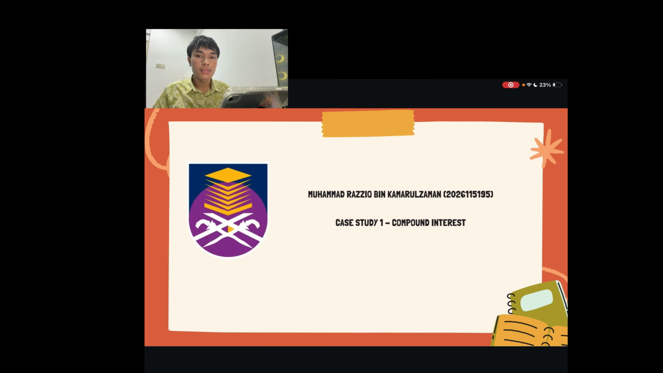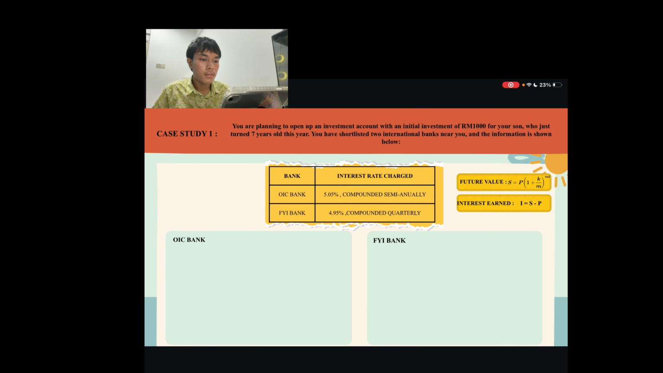Now I will walk you guys through case study 1 about compound interest. Okay, so let's look at the question. You are planning to open up an investment account with an initial investment of 1,000 ringgit for your son, who just turned 7 years old this year. You have shortlisted 2 international banks near you, and the information is shown below. OIC Bank offers 5.05% compounded semi-annually, while FYI Bank offers 4.95% compounded quarterly.